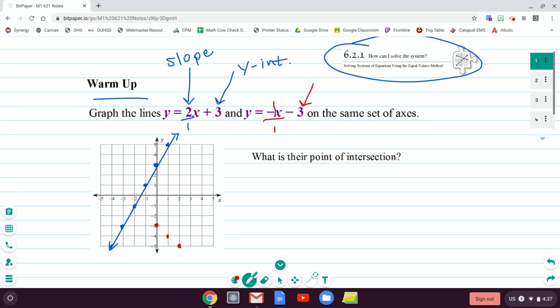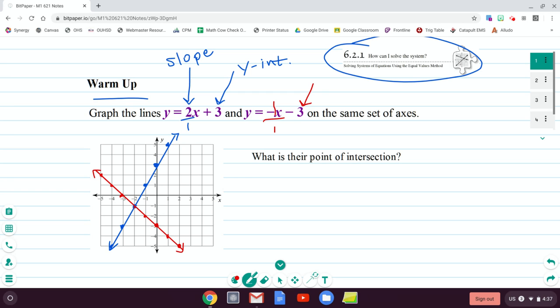And I'm also going to go backwards. I'm going to extend my points all the way to the edge of the graph. Connect my points with a nice straight line. Bam. Put arrows at the end. Done. Okay, so we graphed both lines here.